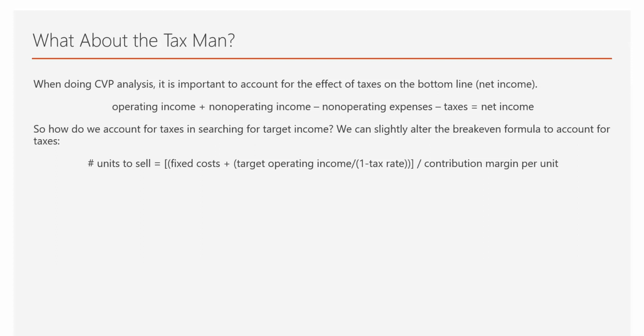Now, this formula on your screen is going to look a little wonky, because you can see some brackets and a number of parentheses and everything. But that's just to help us follow the order of operations. So if you're doing this on a calculator or in Excel, you want to make sure that you have these brackets and parentheses in so that your order of operations will be correct, so that you'll get the correct number of units to sell. Now, the first thing I need to do is take my fixed costs, and I'm going to add to that my target operating income divided by 1 minus the tax rate.